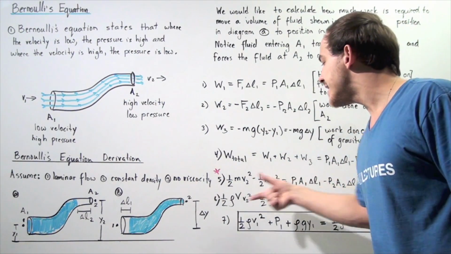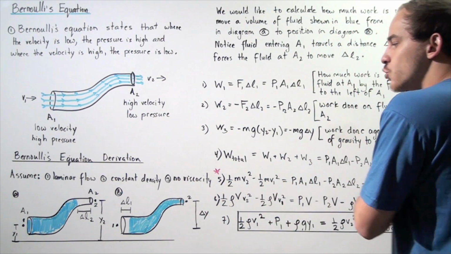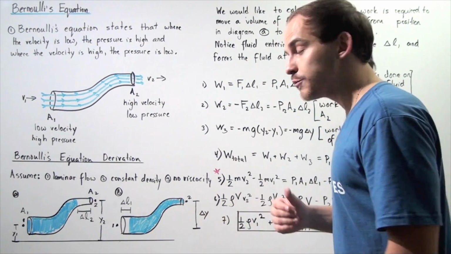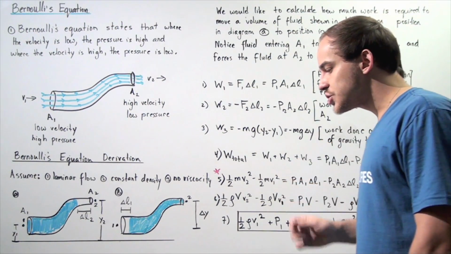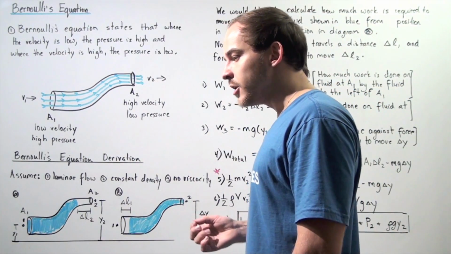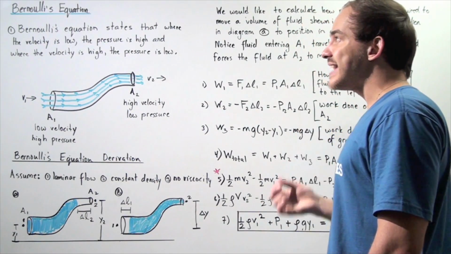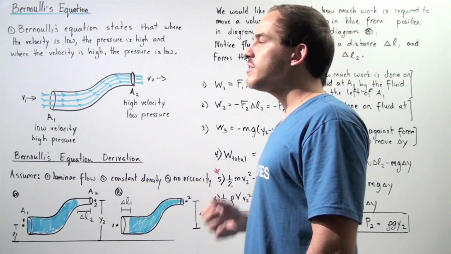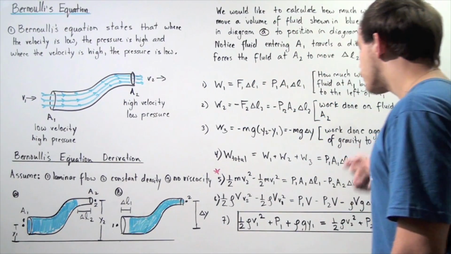And if we rearrange our equation and bring all the 1 terms to the left side and the 2 terms to the right side, we get the following result. And this result is known as Bernoulli's equation. And notice, because we used the work-energy principle, we can deduce that Bernoulli's equation is essentially derived using the conservation of energy.